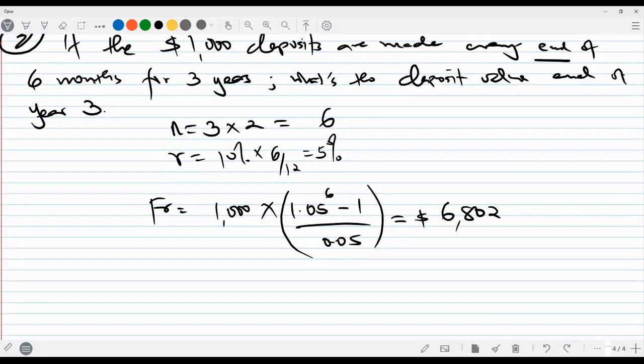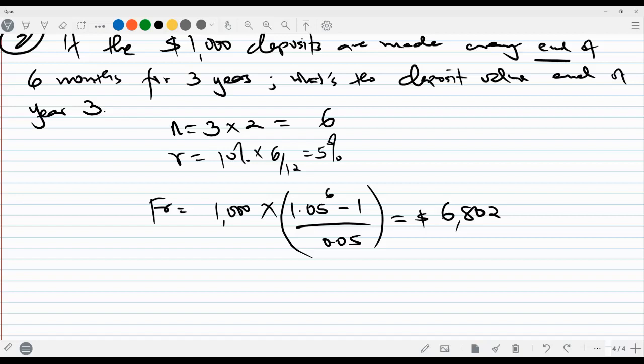The one who got 7,700 something, what did you do? I forgot to divide the rate by 12. Okay, for the rate, you have to consider that the 10% was per annum. Therefore, for 6 months, it was 5%.